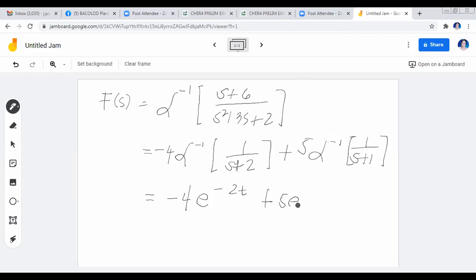That's not s, e raised to negative t. And by the way, your function of s when inverted will not yield the function of s, of course, but it is now yielding the function of t.